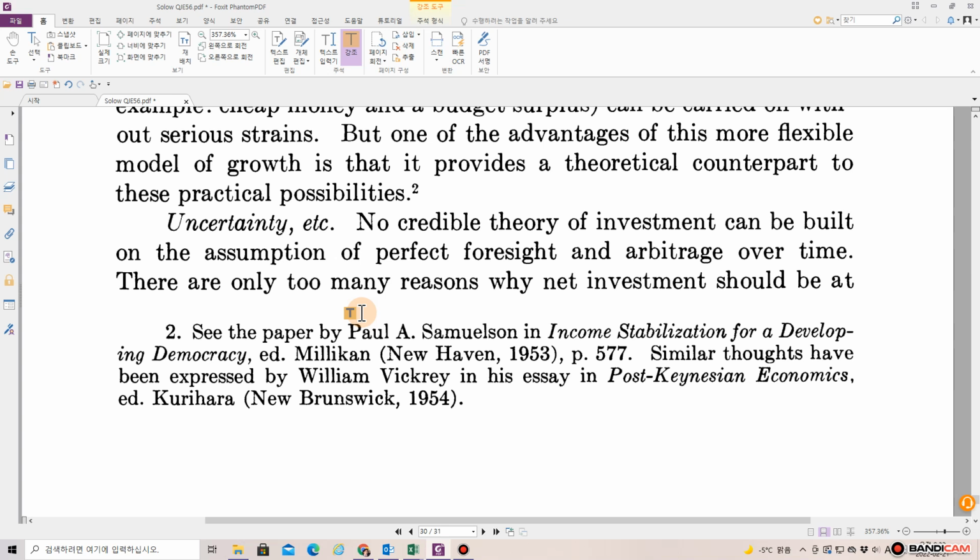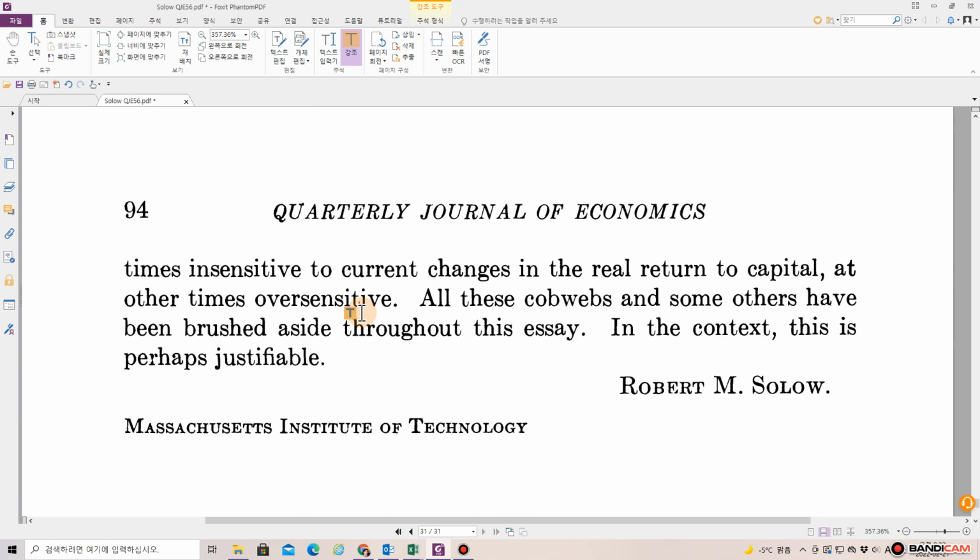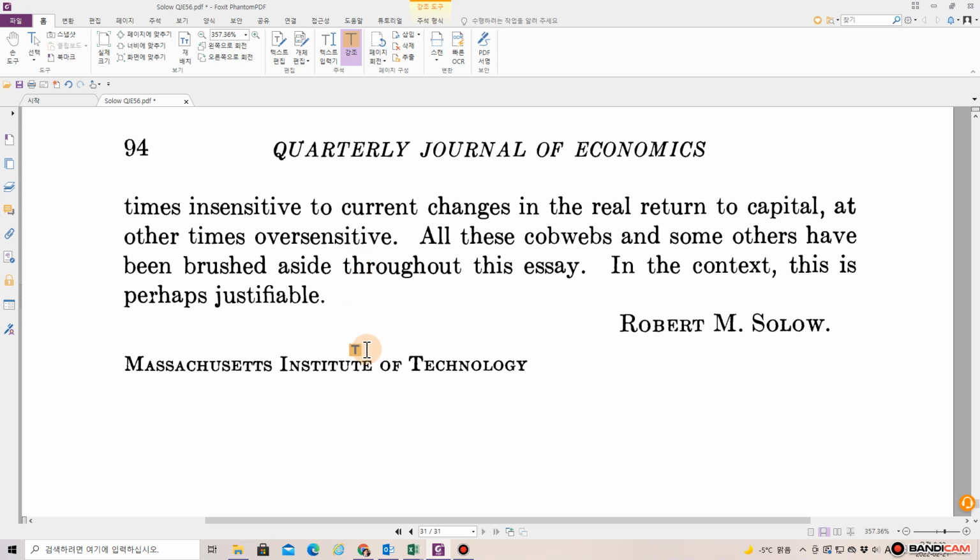No credible theory of investment can be built on the assumption of perfect foresight and arbitrage over time. There are only too many reasons why net investment should be at times insensitive to current changes in the real return to capital, at other times oversensitive. All these cobwebs and some others have been brushed aside throughout this essay. In this context, this is perhaps justifiable.